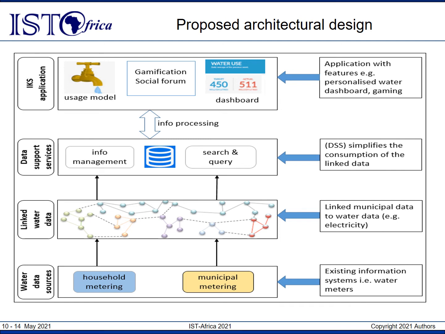Our proposed architectural design is comprised of four components, which are source of data, linked water data, data support service, and Indigenous knowledge application. At the bottom of our proposed architectural design, we're looking at the existing operational systems. These include existing household or water authorities' water meters for data monitoring.